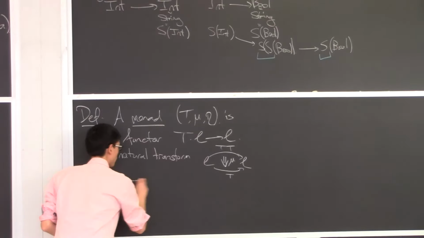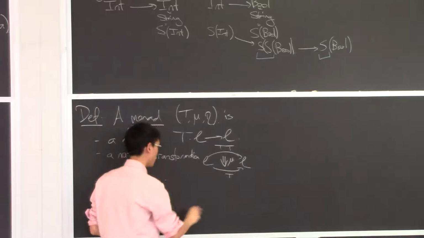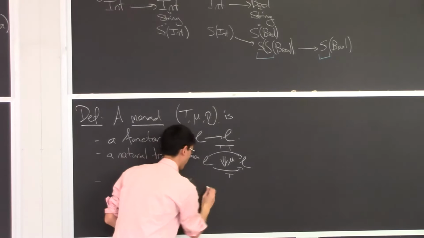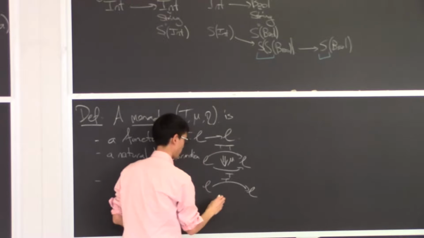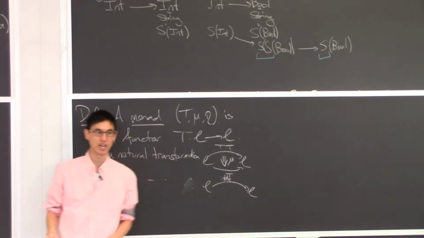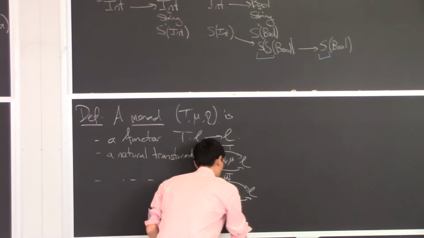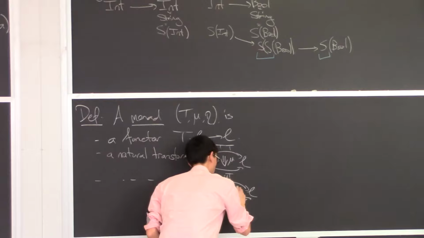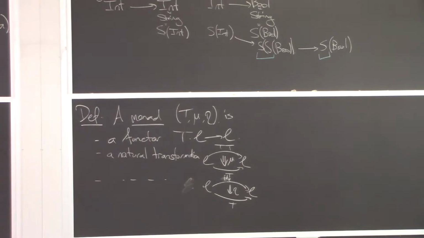Second, we want another natural transformation, but this time between two different functors. The first functor is the identity functor on C. Given a category C, we can talk about the identity functor on it. We also have the functor t, and we can talk about a natural transformation from the identity to t. And then it obeys some laws, right?